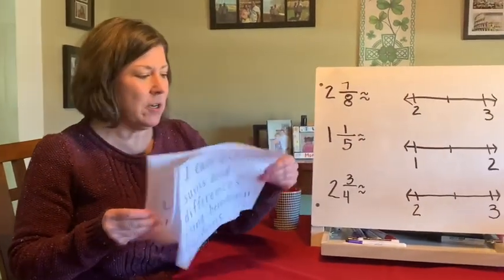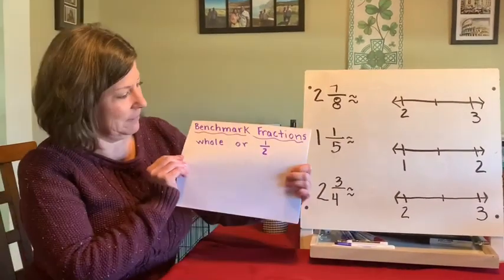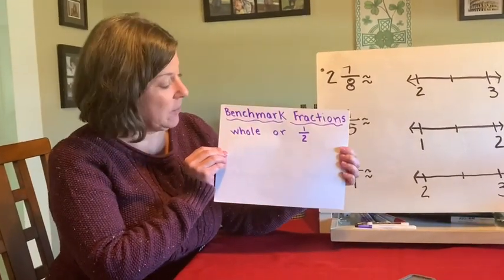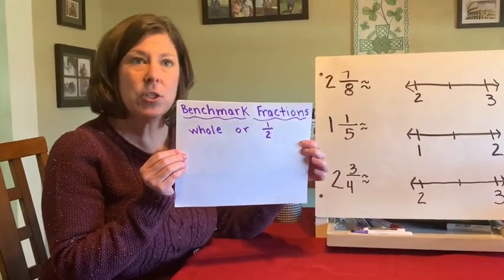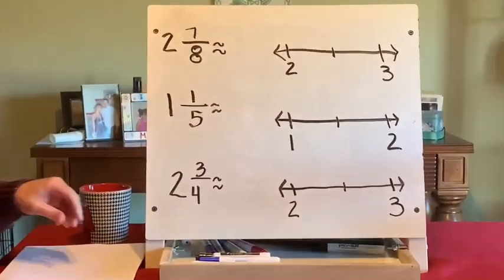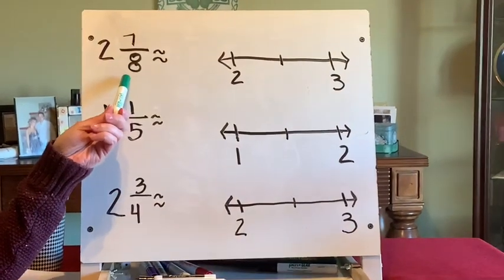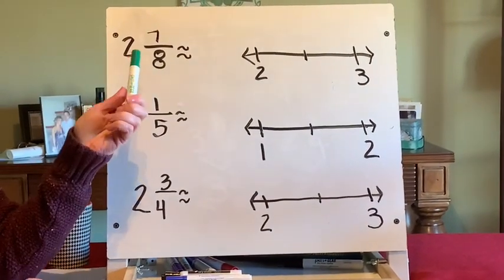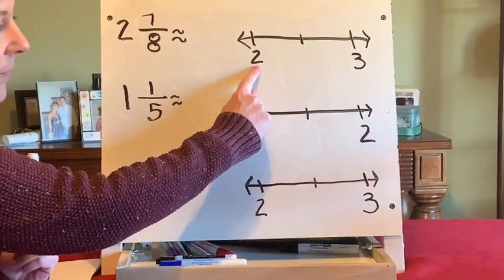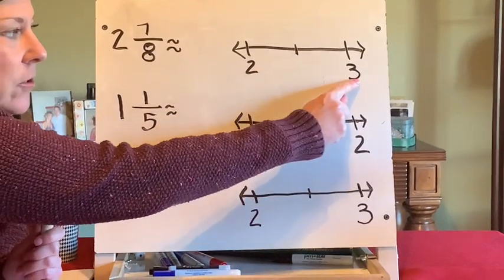A benchmark fraction, or estimation, is going to be closest to a whole or to a half. So I want you to look at my board, and I'm thinking about 2 7/8, and I'm asking myself, is 2 7/8 closest to 2, closest to 2 1/2, or closest to 3?